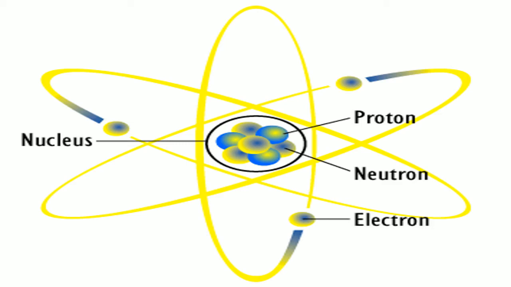An atom is classified according to the number of protons and neutrons in its nucleus. The number of protons determines the chemical element, and the number of neutrons determines the isotope of the element.